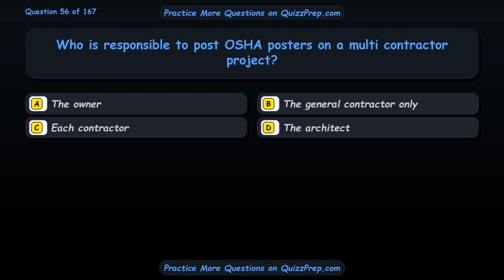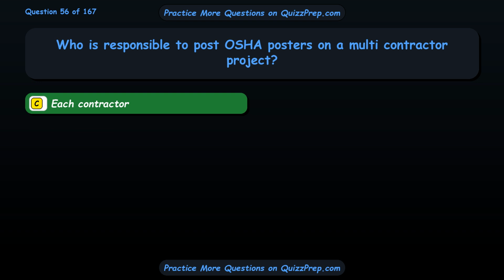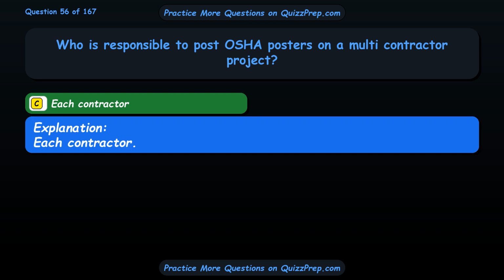Question 56. Who is responsible to post OSHA posters on a multi-contractor project? Option A. The owner. Option B. The general contractor only. Option C. Each contractor. Option D. The architect. The correct answer is option C. Each contractor.